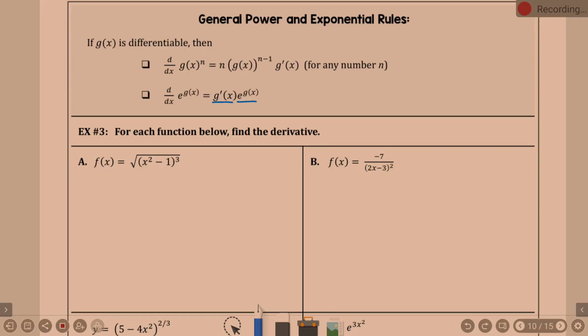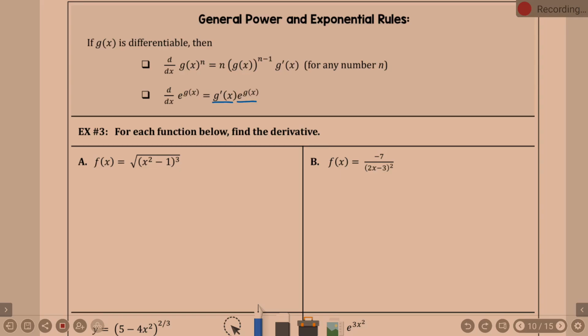As we look at A, what are your initial thoughts on A? f of x is the square root of x squared minus 1, to the third power. What should I do to get me started? You don't have to use that top part, do you? You can just use that chain rule. It's the same. Yeah. This is just a different way to specifically relate to these, but it's a chain rule.